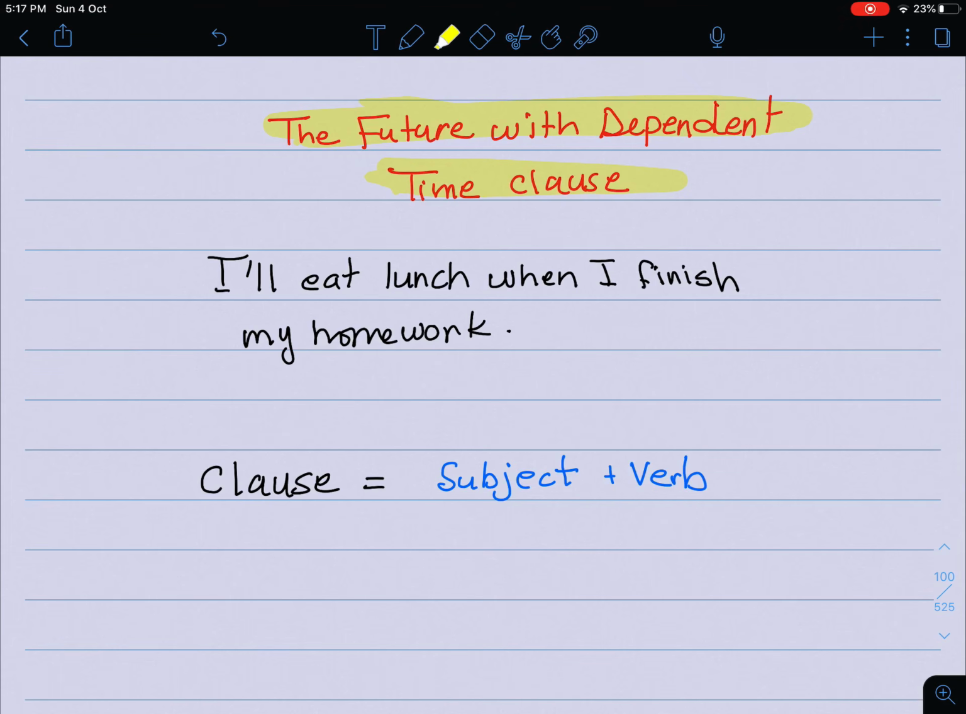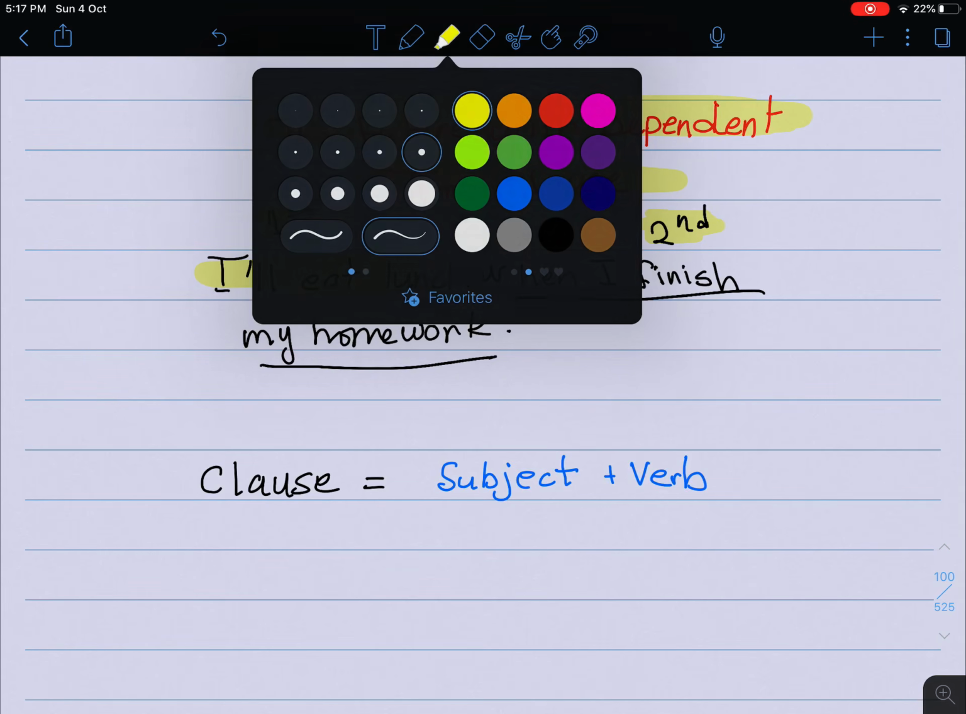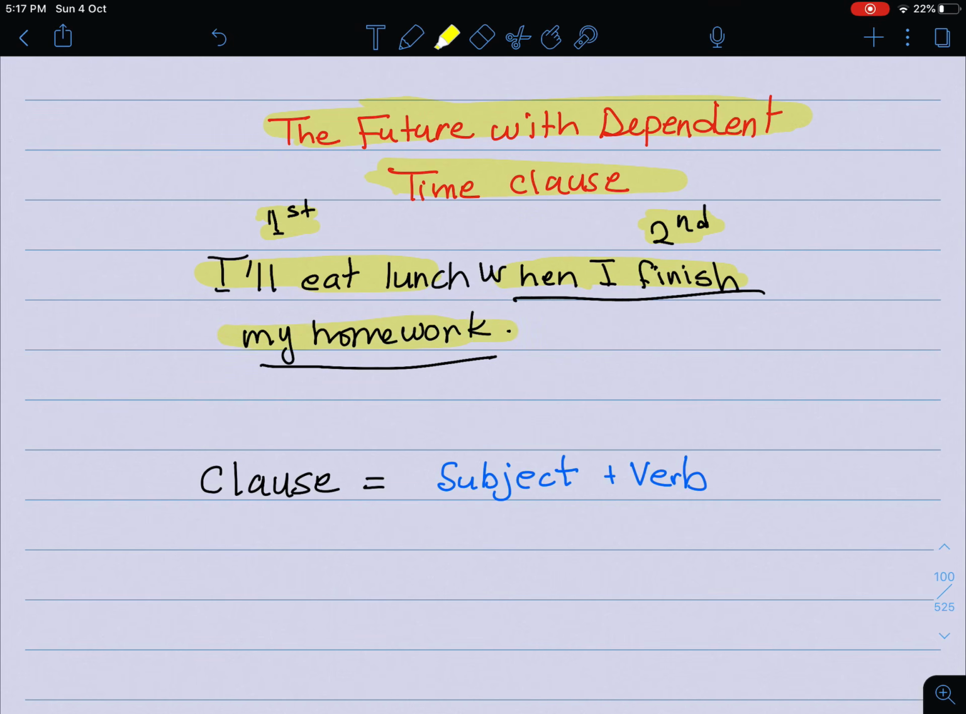Here, if you could realize, we have two clauses. I'll eat lunch is the first clause, and when I finish my homework is the second clause. So I'll eat lunch when I finish. Right now we have two clauses, and before we move on, I'd like to explain what we mean by a clause.